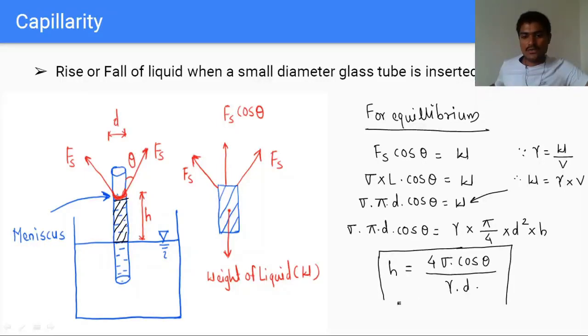With this equation, I can simply determine the capillary rise, that is h, which happened over the surface in the glass tube. So by using this equation, we can easily determine the magnitude or the value of capillary rise in any type of problem. Okay, so let us move to the next.